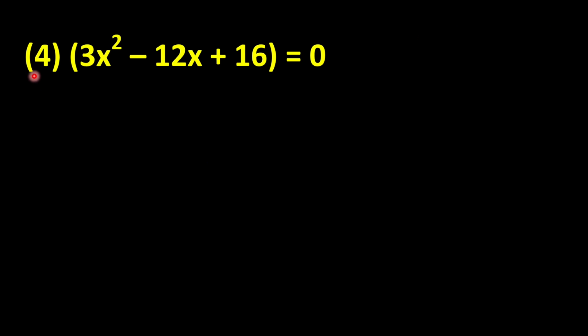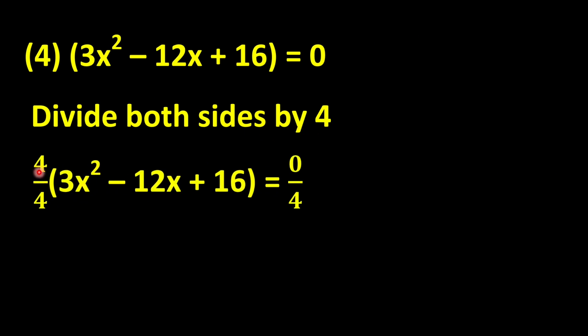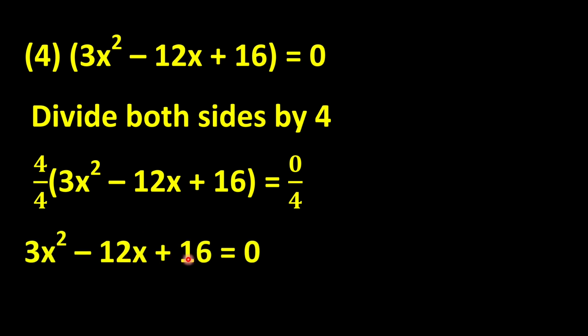And now we will divide by 4 on both sides. So let's divide both sides by 4. When we divide by 4 on both sides, this 4 will cancel this 4, and 0 divided by 4 equal to 0. So overall our equation will become 3x square minus 12x plus 16 equal to 0. And now this is basically a quadratic equation, so we will solve this part of the question by the quadratic formula.